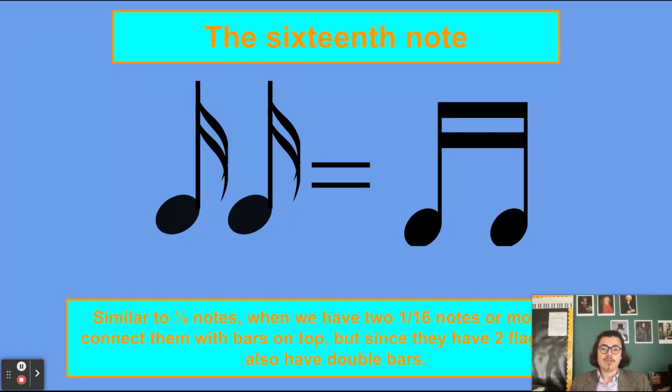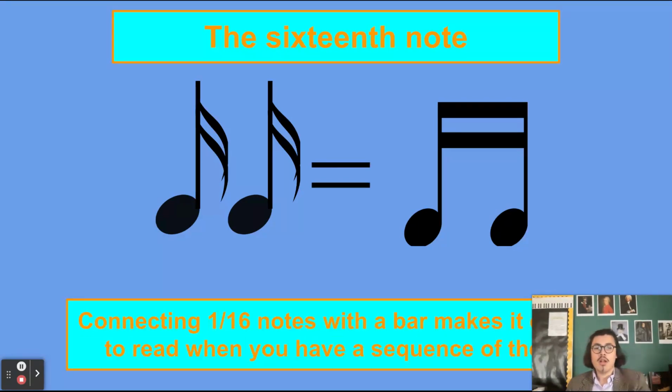But since they have two flags, we also have to have two bars at the top. Earlier, when we connected the eighth notes, they only had one bar that connected them. That's because the eighth note has only one flag. Since the 16th notes have two little flags, we need two bars for connecting the 16th notes. All right. It also makes it easier to read, especially these, because usually they group them by four.